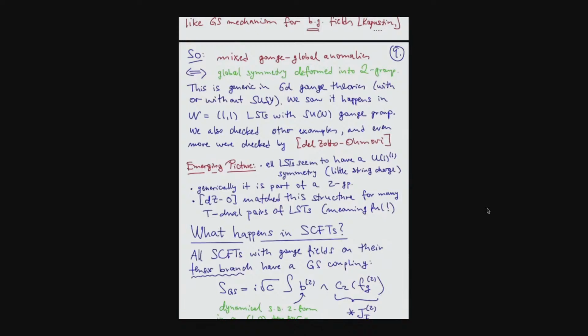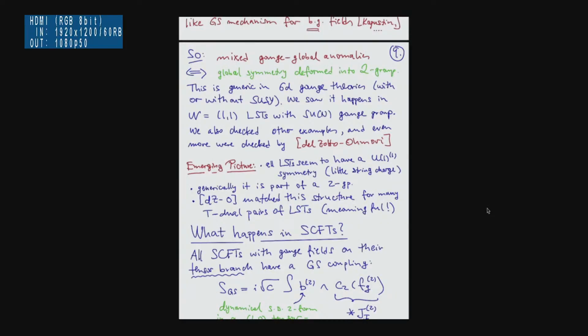Okay, so what I've told you so far is, in a very particular example, that mixed gauge global anomalies of the type we encountered in the maximally supersymmetric Yang-Mills theory deform the global symmetry of that theory into a two-group at the level of current algebra. And it followed from doing this anomaly computation with two global symmetry currents and two gauge fields.